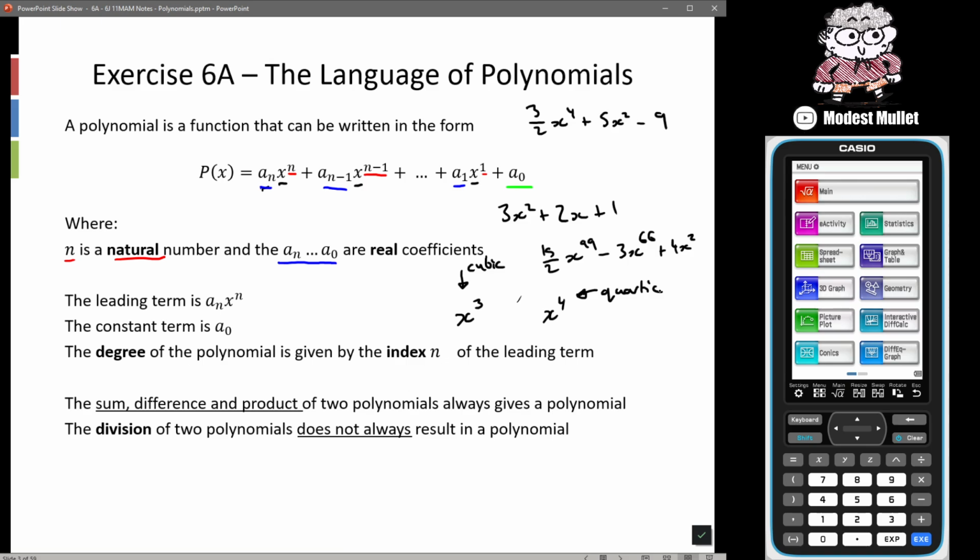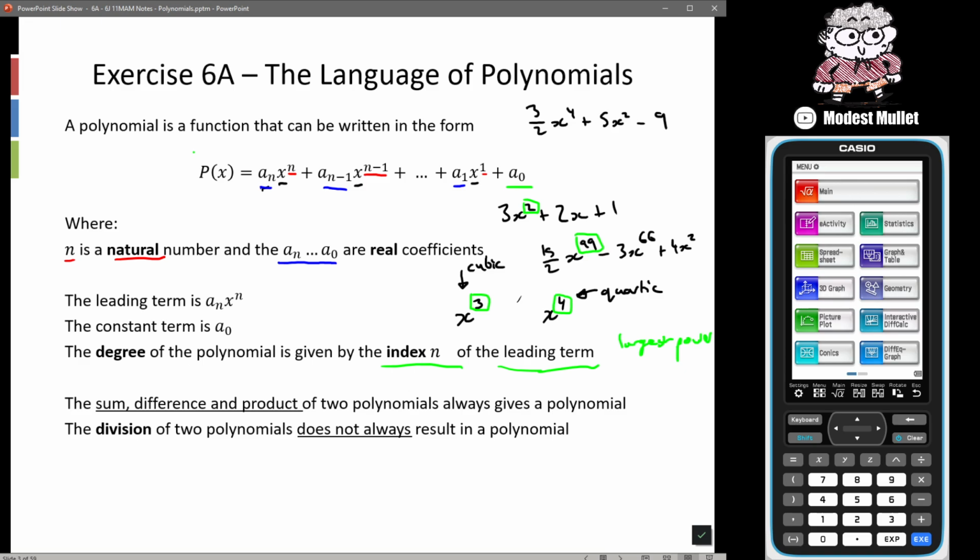The way we can also talk about them is the degree of the polynomial. The degree of a polynomial is given by the index n of the leading term, and we should say the leading term has the largest power. So in a quadratic, the largest power is 2, so it is degree 2. In a cubic, it has the largest power of 3, it is degree 3, quartic, degree 4, and so on and so forth. This x to the 99, that would have a degree of 99.